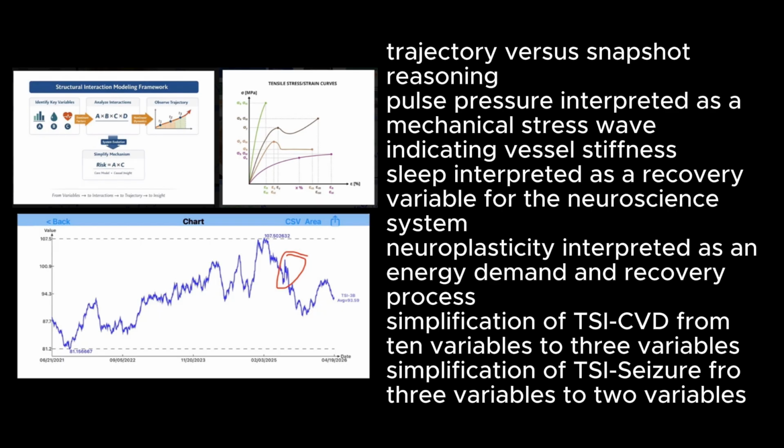Trajectory versus snapshot reasoning. Pulse pressure interpreted as a mechanical stress wave indicating vessel stiffness. Sleep interpreted as a recovery variable for the neuroscience system. Neuroplasticity interpreted as an energy demand and recovery process. Simplification of TSI-CVD from 10 variables to 3 variables. Simplification of TSI seizure from 3 variables to 2 variables.